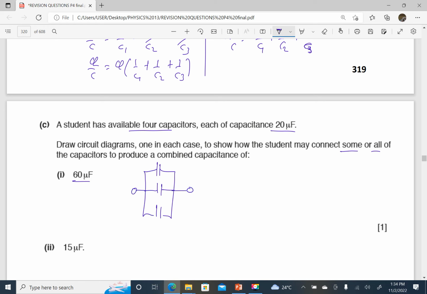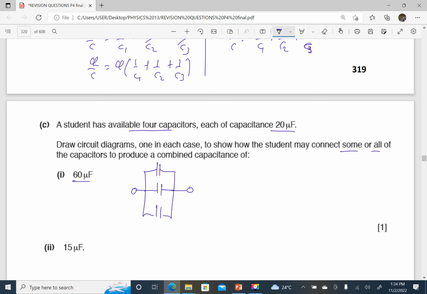Because each of these is 20, 20, we just add. That gives us 60. Make sure that the plates are equal in length. Otherwise, they may look like battery terminals. So that one is 1.